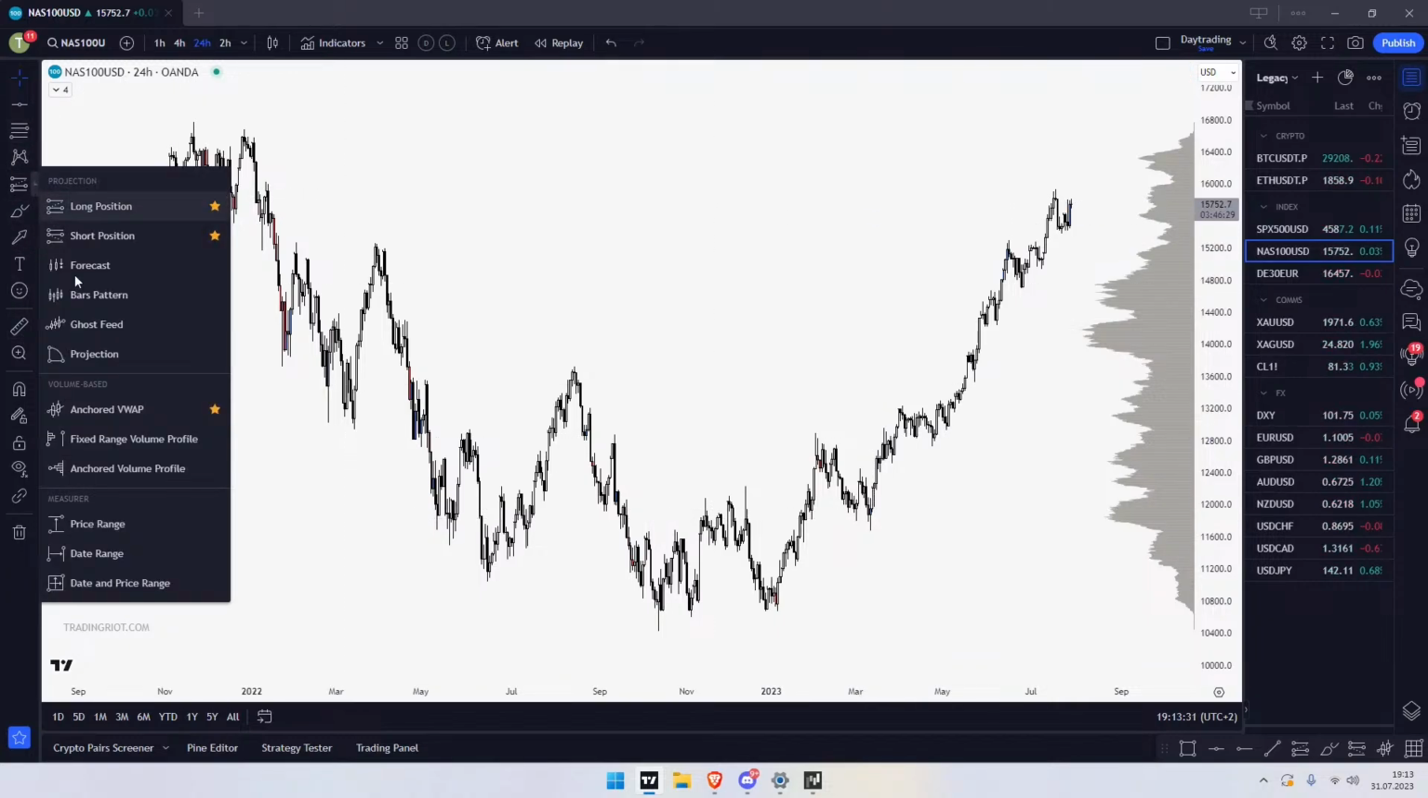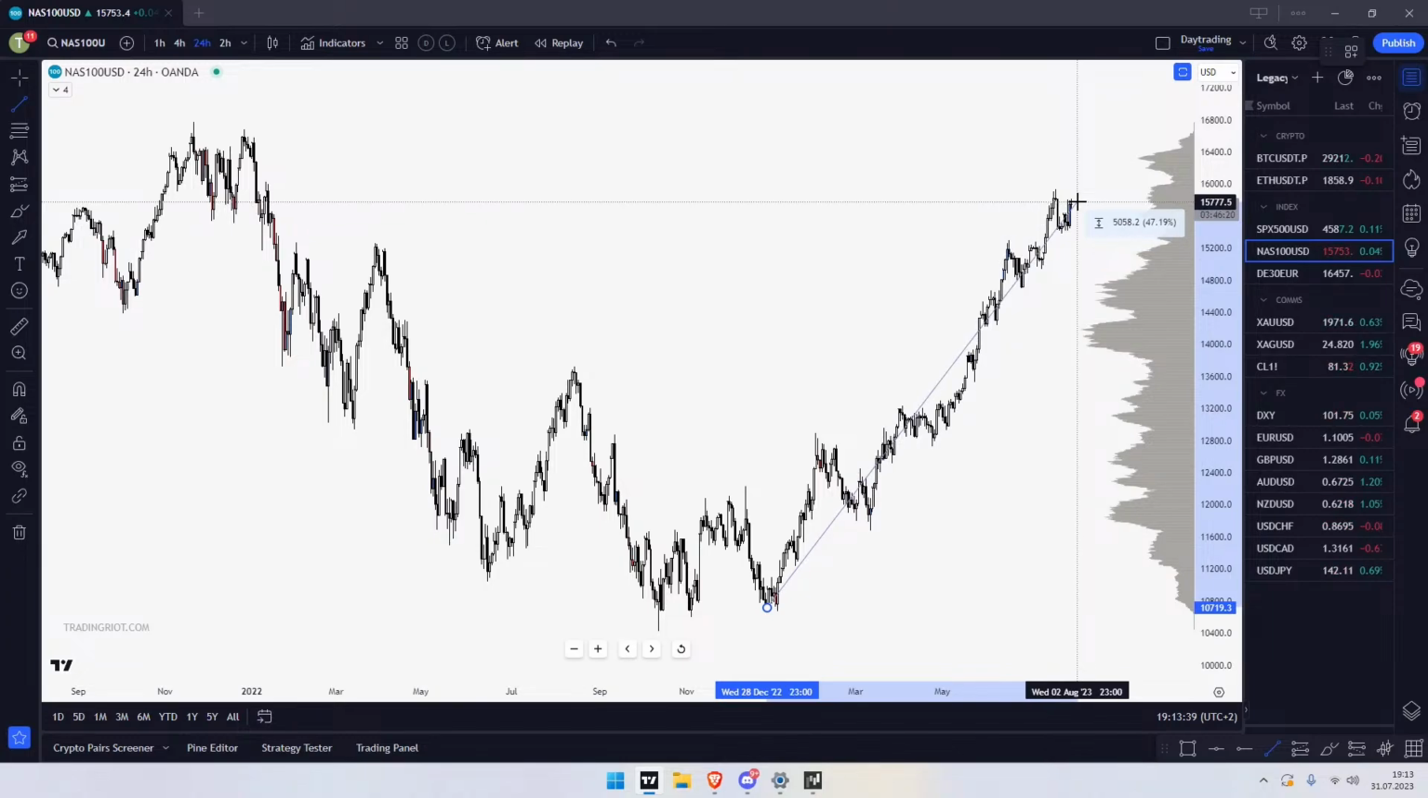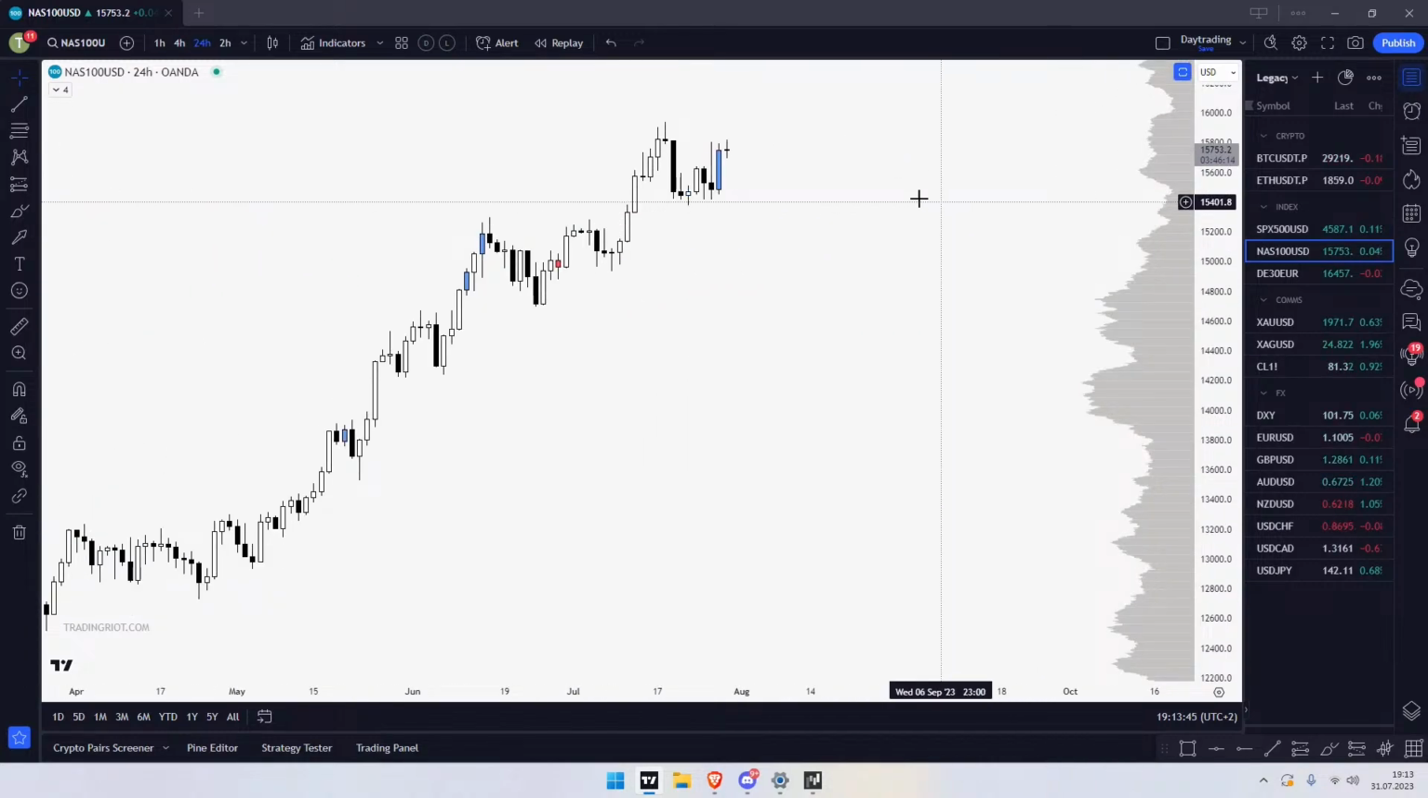Nasdaq is up quite a bit actually. I know from the start of the year, Nasdaq is up 50%, which is kind of huge for the index. And yeah, these still look somewhat strong.